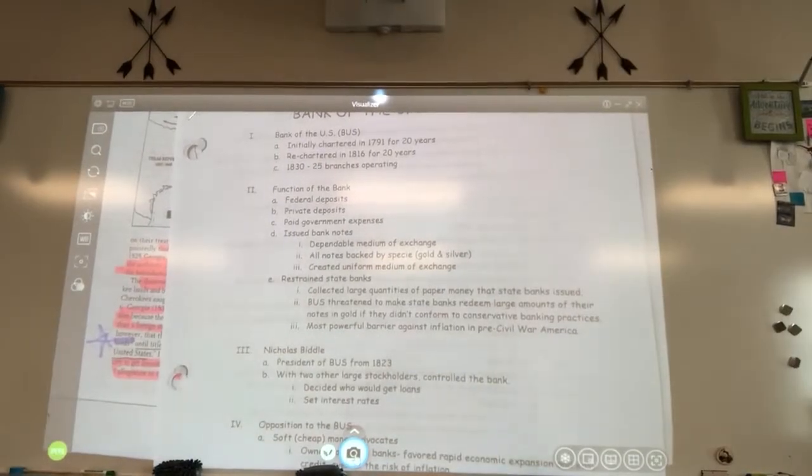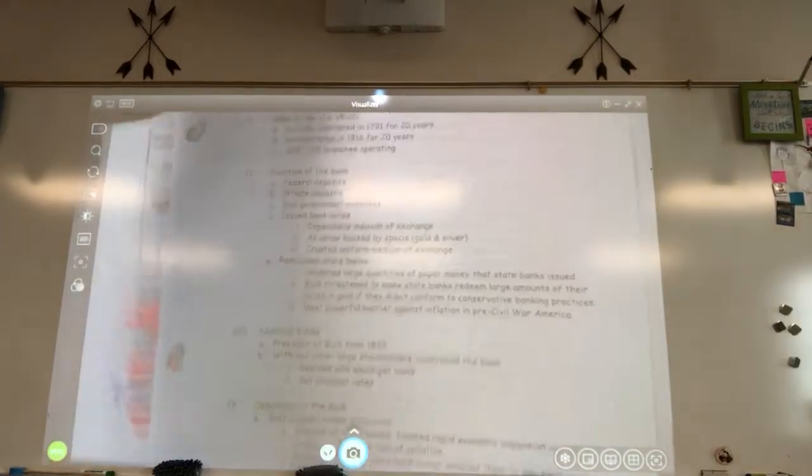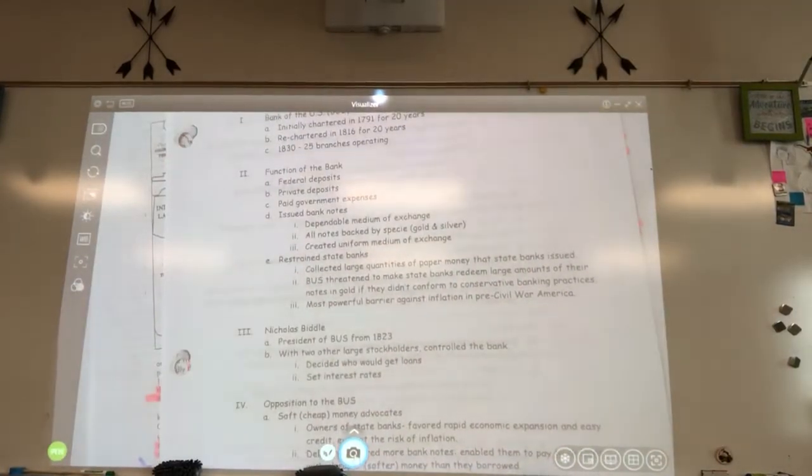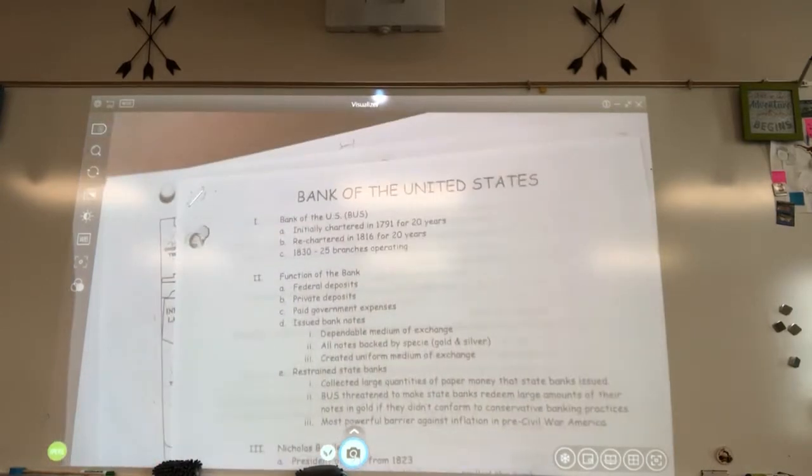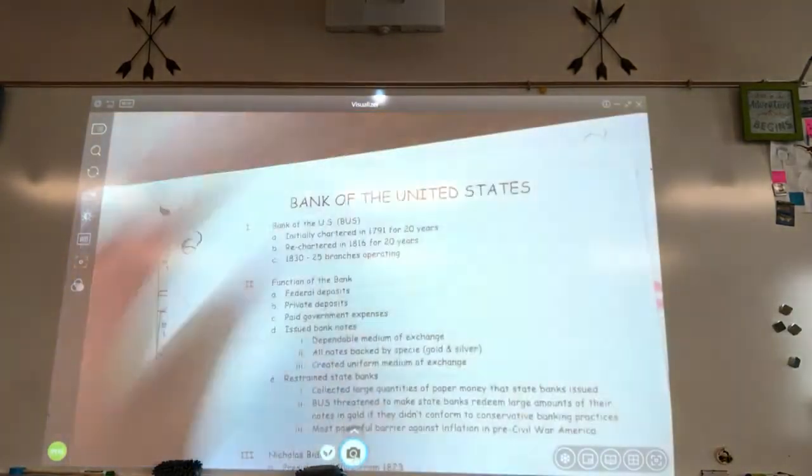So what we're going to be looking at is the bank. I like to call it the bus because it's just easier when we get into our notes. Do y'all remember who was the guy that came up with the idea of the bank?